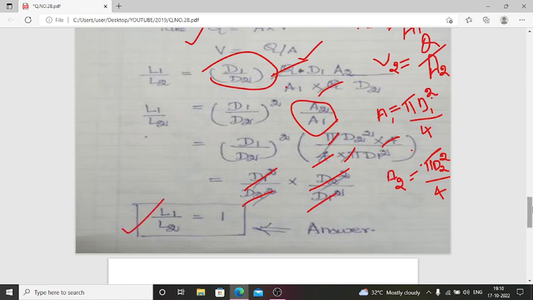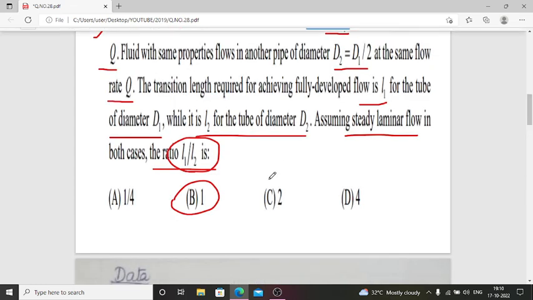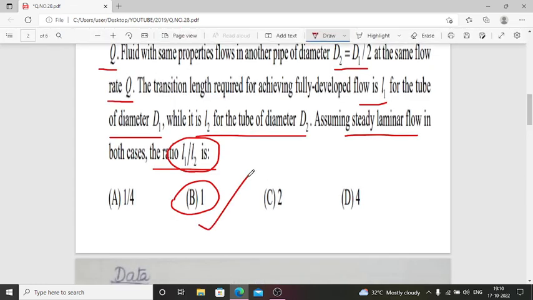This is the answer. So already I said the answer for this problem is option B. This is the correct answer. L1 by L2 is equal to 1.